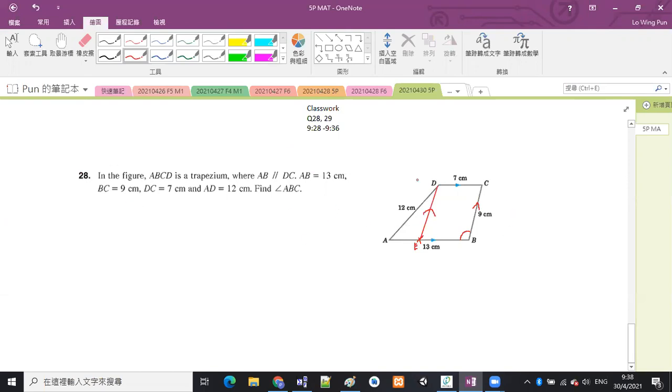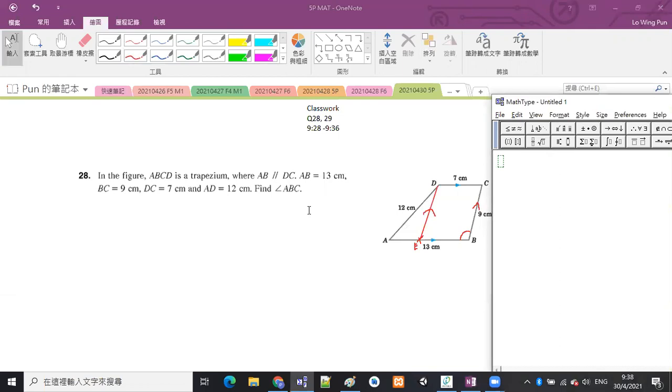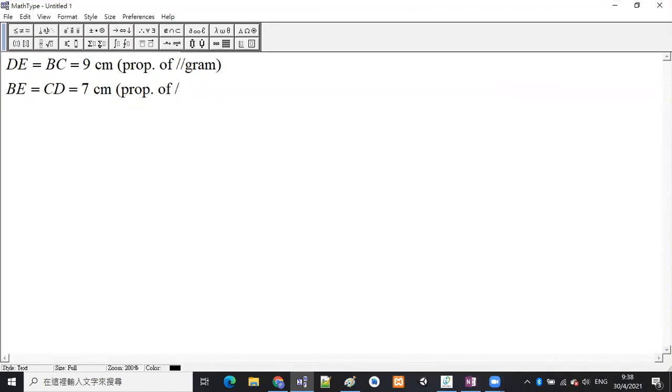Because BCDE is a parallelogram, the opposite sides of the parallelogram should be equal to each other. So we have DE is equal to BC is equal to 9 cm. This is a property of parallelogram, and you don't need to write down the reason. Okay, and also BE is equal to CD is equal to 7 cm. And this is also a property of parallelogram.